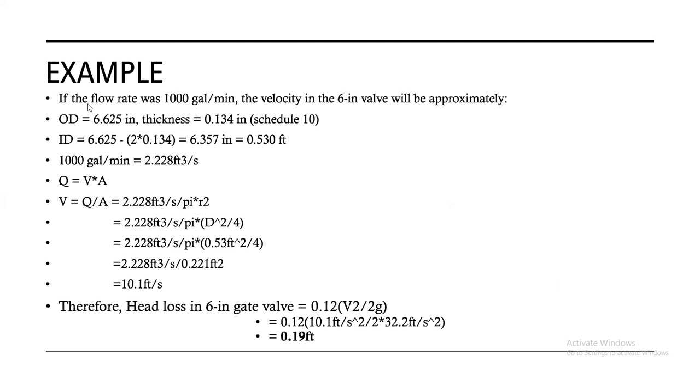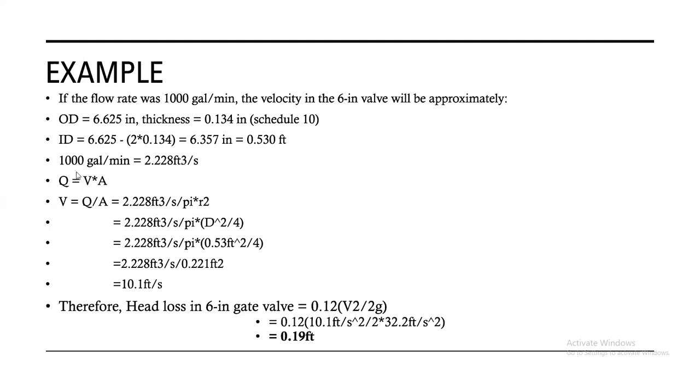I'll show you how to get the inner diameter of a 6-inch valve. The outer diameter is close to 6.62 inches. When you're using a schedule 10 pipe, the inner diameter is the outer diameter minus 2 times the thickness. You get 6.357 inches, which is 0.530 feet. Your flow is 1000 gal per minute. Convert that, you get 2.228 cubic feet per second.